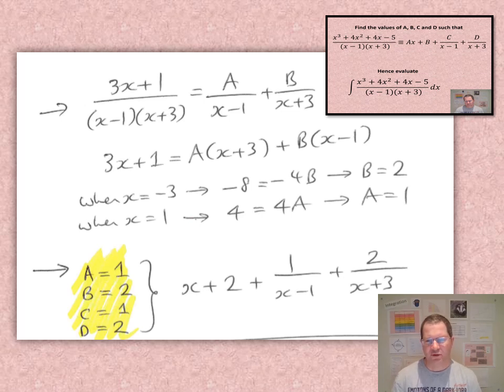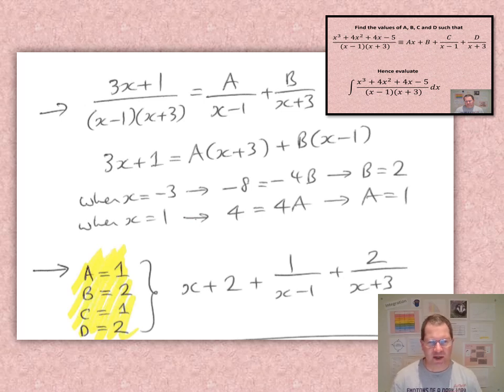Now we need to work out our partial fractions. And we've got 3x plus 1 over x minus 1 times x plus 3. And for some strange reason I've used a and b rather than c and d, but we can work with that. So the numerator of x minus 1 I have called a rather than c, and for x plus 3 I've written b rather than d.